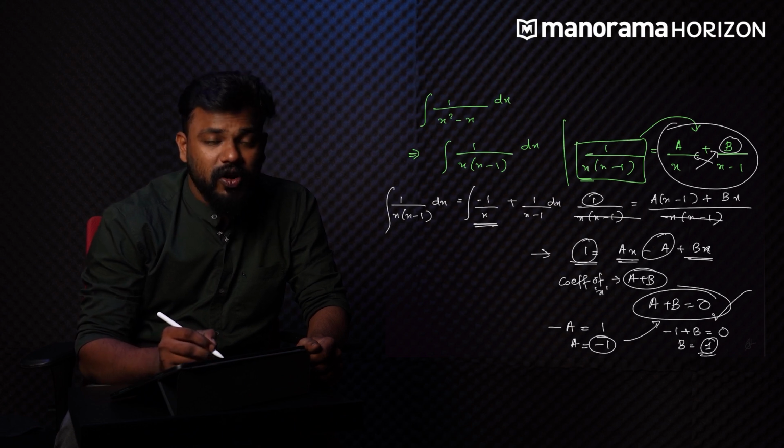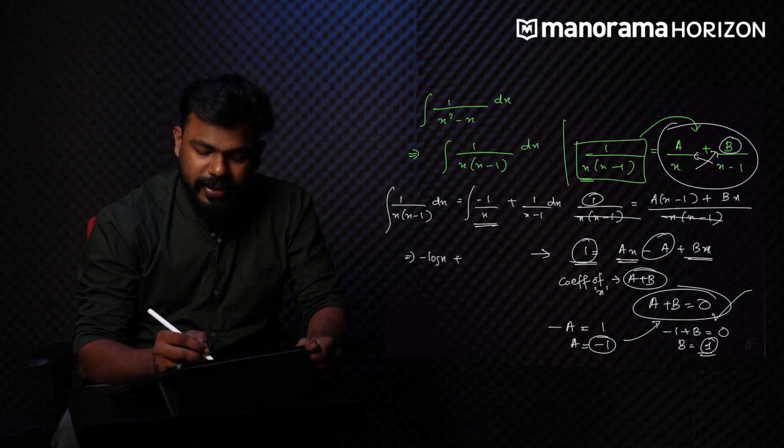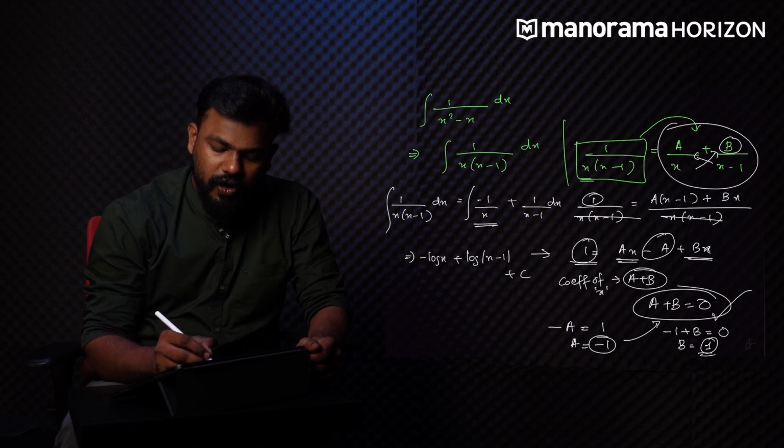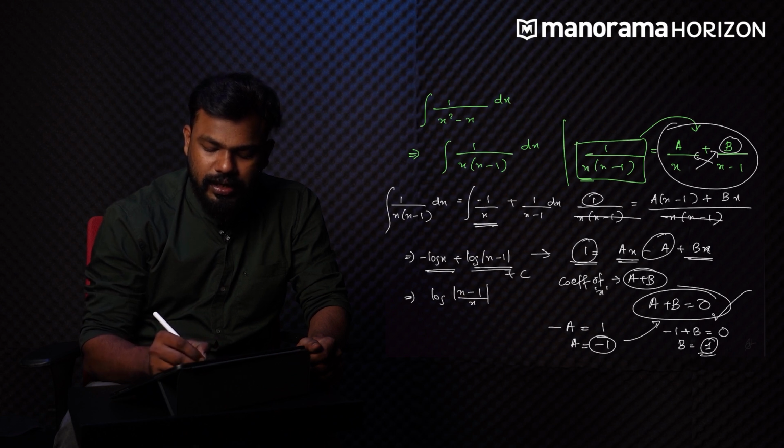Now what is the integral of minus 1 by x? It will be minus log x. Plus, what is the integral of 1 by x minus 1? Plus log mod x minus 1 plus c. Or finally, you can also write it as log mod x minus 1 and minus log x. You can combine and write it as log mod (x minus 1) by x plus c.